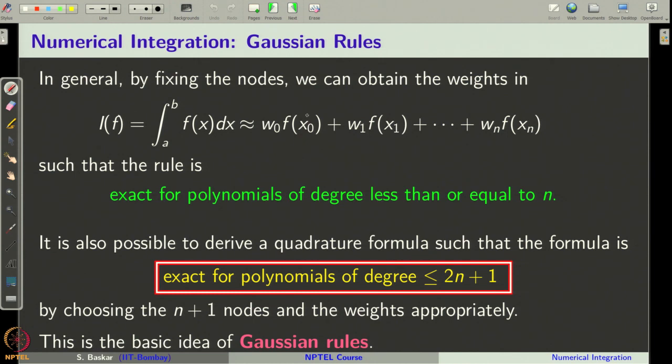In that way, the corresponding monomial basis will have 2n plus 2 elements in it. They are 1, x, x square up to x to the power of 2n plus 1, right? There are 2n plus 2 elements in the basis, and that leads to a system of 2n plus 2 equations. You have 2n plus 2 unknowns. Therefore, there is scope to solve this system to get all these unknowns. So that is the basic idea of this improved version, and that is called the Gaussian quadrature rule.